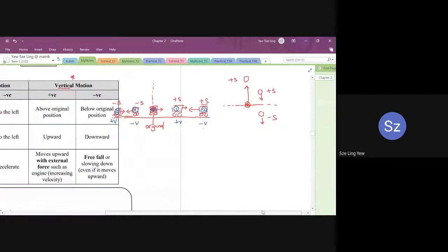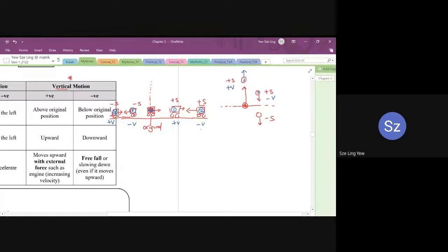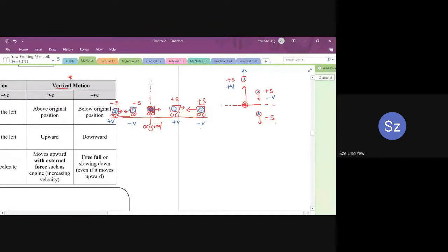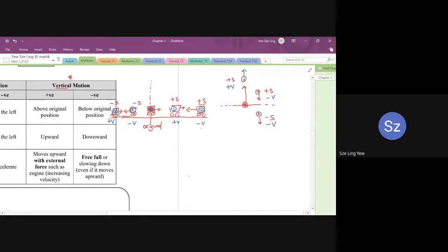Then how about the ball? This is vertical motion. If I throw it up, because it's going up, it has a positive V. At the second position, because now it's going down, even though it's still above the original position, we have a negative V because it's going down. And then at number 3, this is negative S, and it's going down, therefore I have negative V. So that is how you determine the sign convention for each of them.